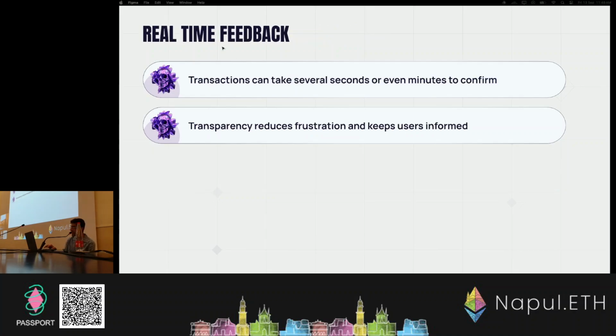And again, let's go to real-time feedback as well. Without clear feedback, users are left wondering if their action was successful or the app crashed. So always provide some form of real-time feedback, whether it's a progress bar, a spinning loader, or even a notification that explains what's going on behind the scenes. For example, if a user submits a transaction, show them the steps it's going through, like awaiting confirmation, transaction pending on the blockchain, how long it might take. This transparency reduces frustration and keeps users informed during what would otherwise feel like an uncertain or confusing process.